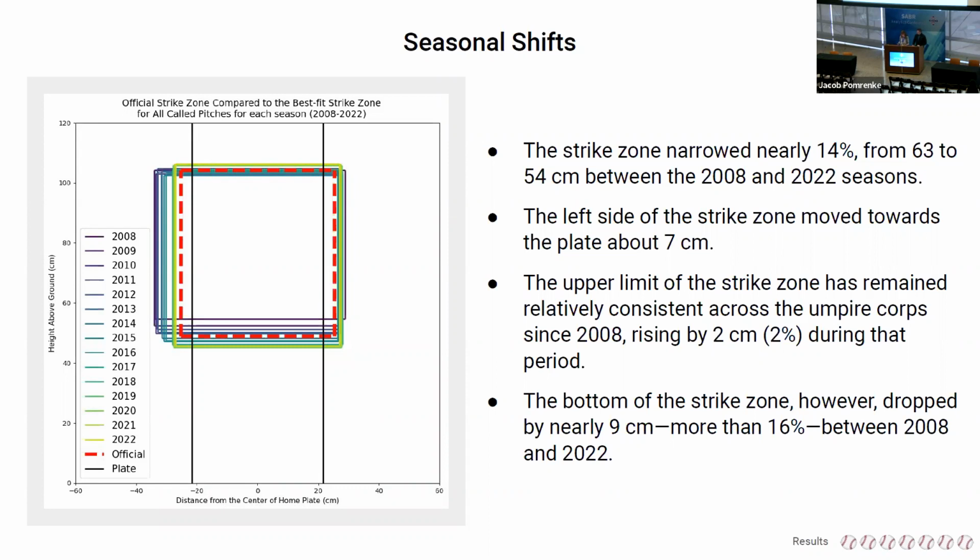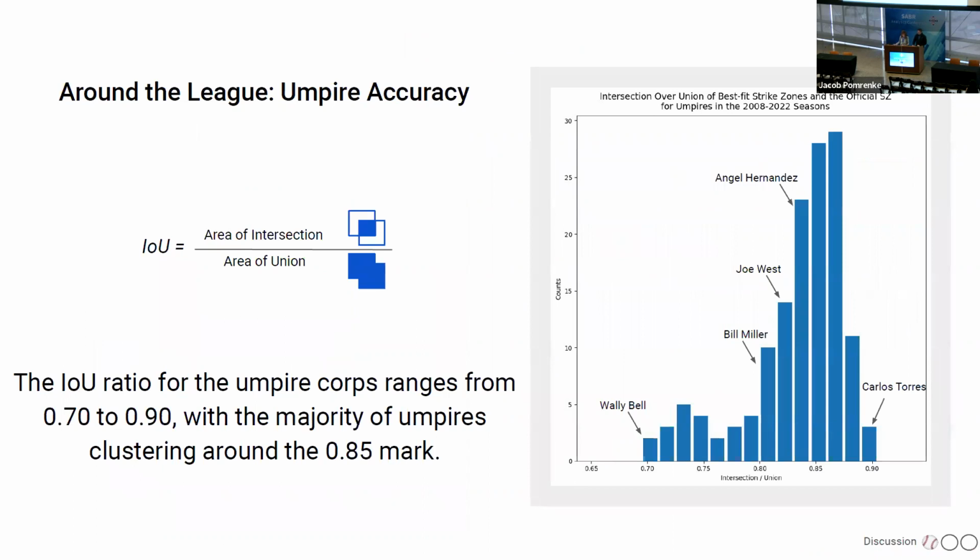So I'll start off with the first question I get whenever anybody asks me about the strike zone: is Angel Hernandez as bad an umpire as his reputation would have us believe? To answer that question, we compared the best fit strike zone of each umpire to the official MLB zone using the intersection over union ratio, or the IOU. The IOU calculates the overlap of the two strike zones as a percentage of the total area of both zones, as you see in the equation on the slide.